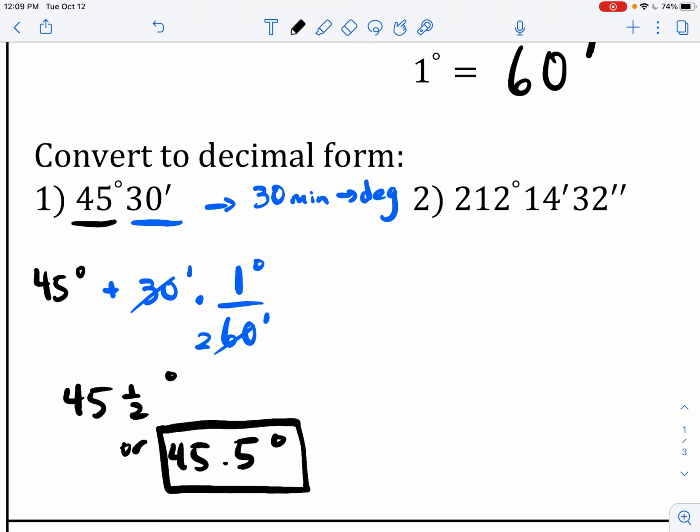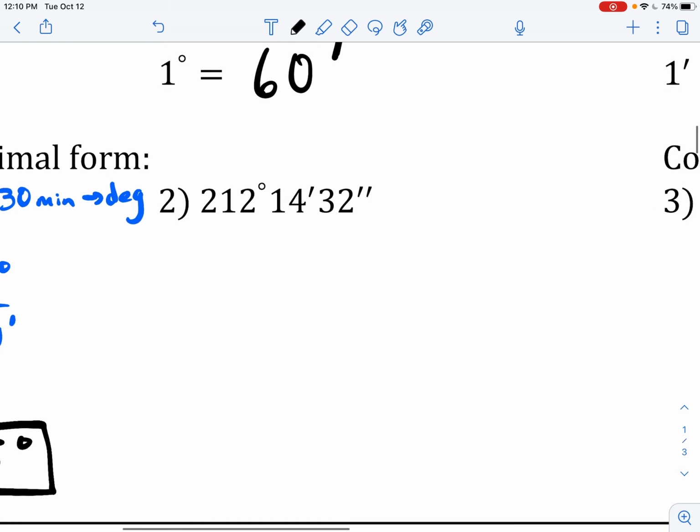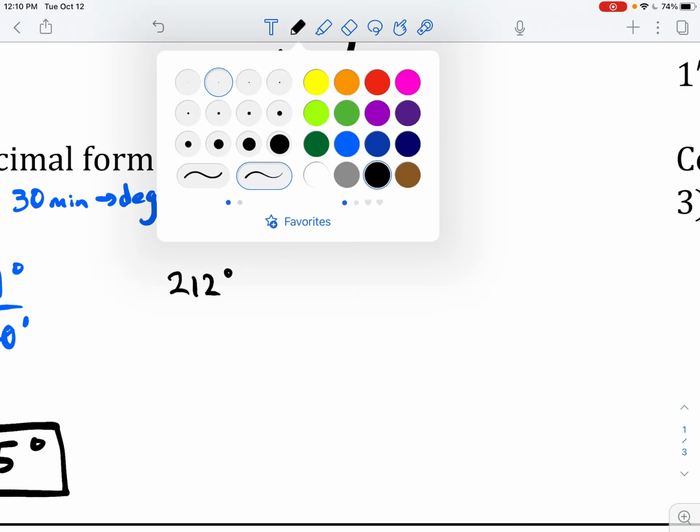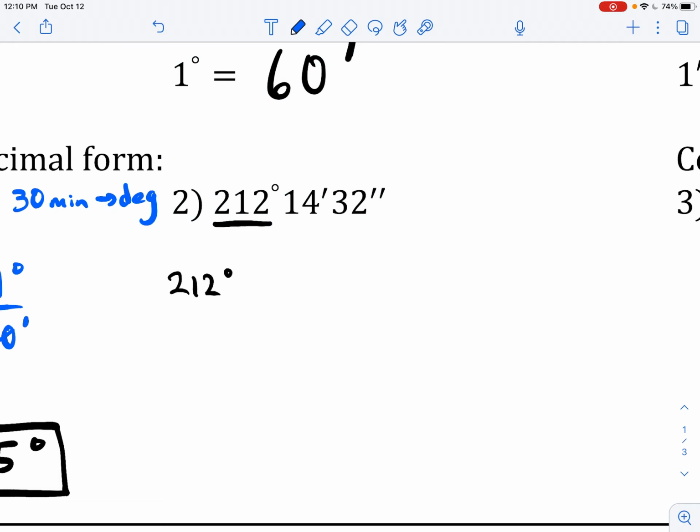Okay, let's try one that has degrees, minutes, and seconds. So let's try number 2 here. We would leave the 212 degrees alone. That's going to be as it is. So I'll just write that 212 degrees. But now let's convert the 14 minutes. So using the same process that we did before, we would take that 14 minutes and convert it into degrees. There are 60 minutes in 1 degree.